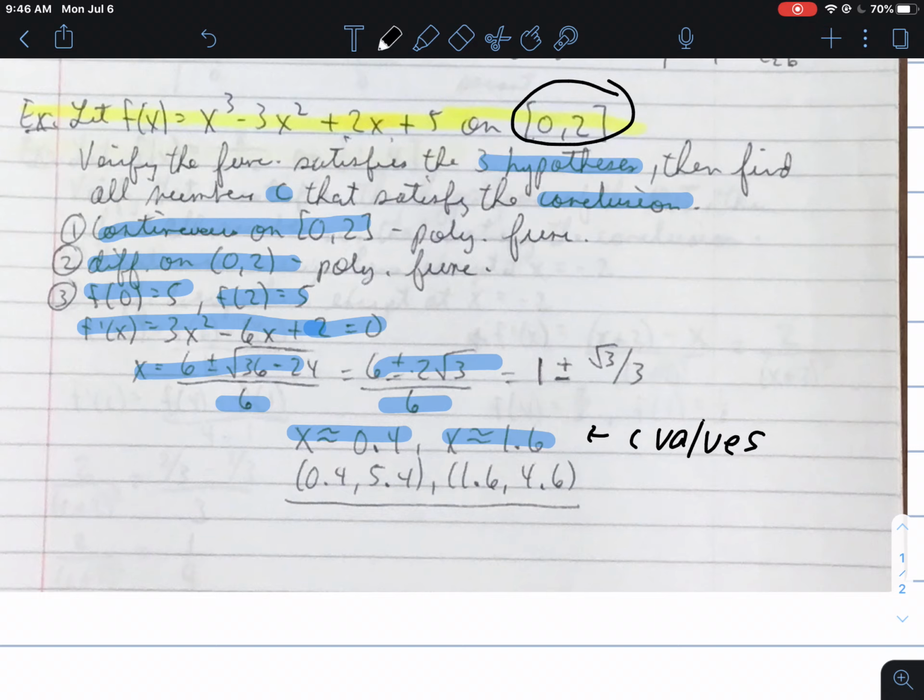But that's all that is. I mean, there's nothing new there. You're just differentiating the function, finding where the derivative, I should say more specifically, is equal to 0 to satisfy the conclusion of your theorem, of Rolle's theorem in this case.